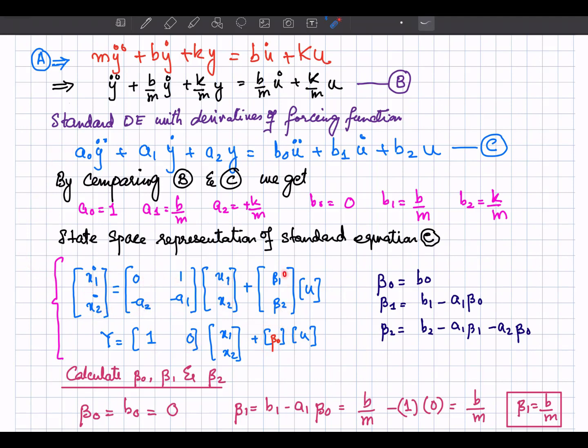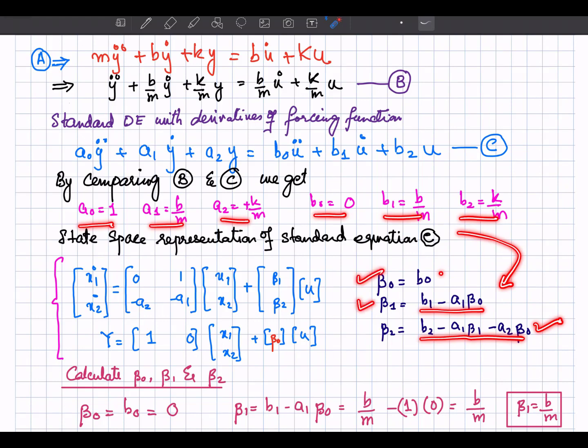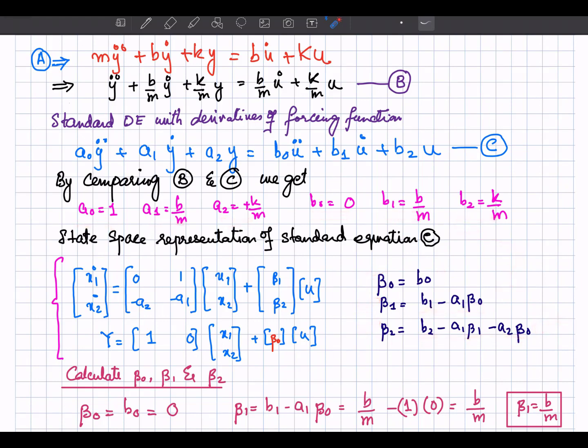So what we need to do is calculate beta 1, beta 2 and beta naught. From our previous video, the definition is: beta naught is equal to b0, beta 1 is equal to b1 minus a1 into beta naught, and beta 2 is equal to this expression. So we are just going to take the values b0, b1, b2, a0, a1 and a2 from here, place them in these expressions, and calculate beta naught, beta 1 and beta 2.